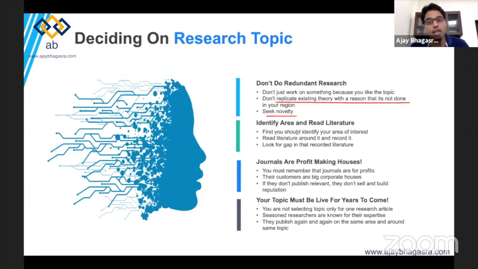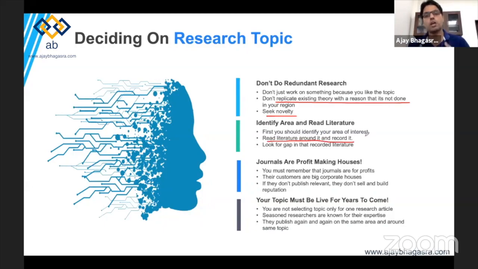We naturally like something; we can't help it. And if you naturally like something and work in it, obviously you would do some good coloring into it. But if you are forced to do something which you don't like, obviously we won't do good to it. So identify your own area, the area, not the topic. And then read literature around it and record it.